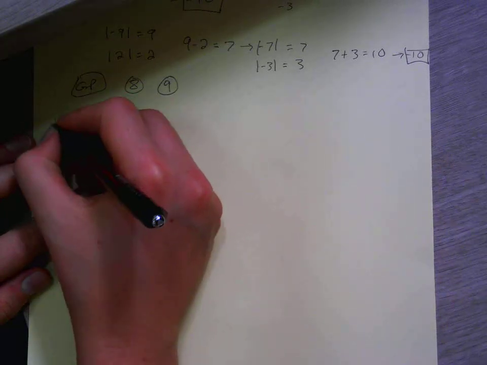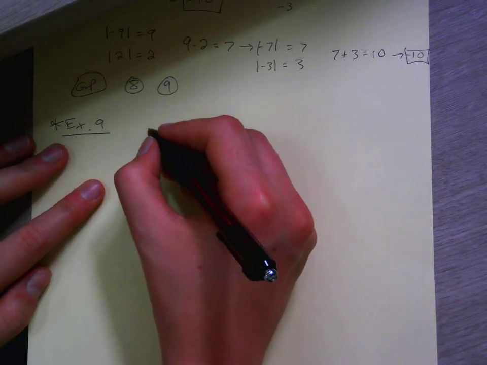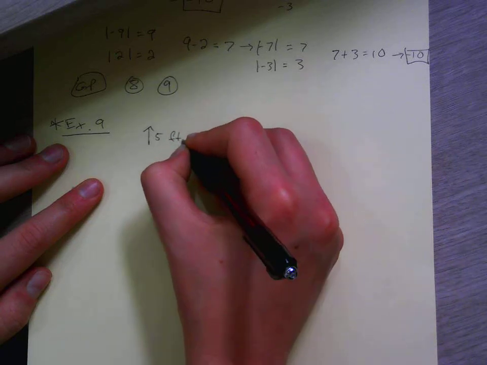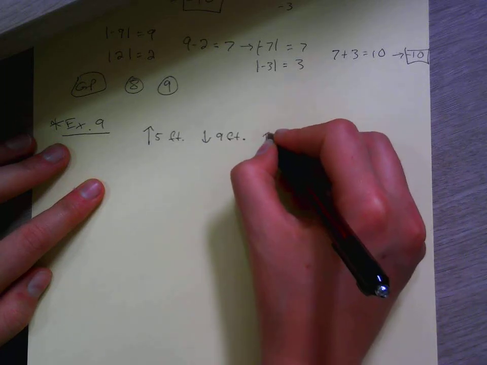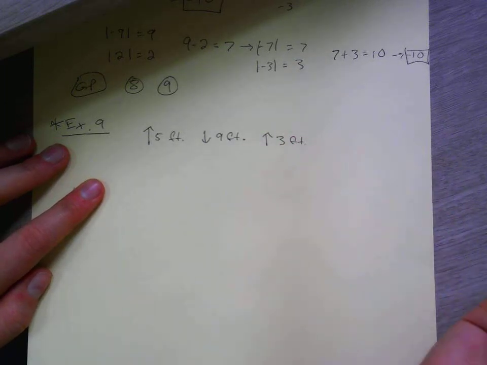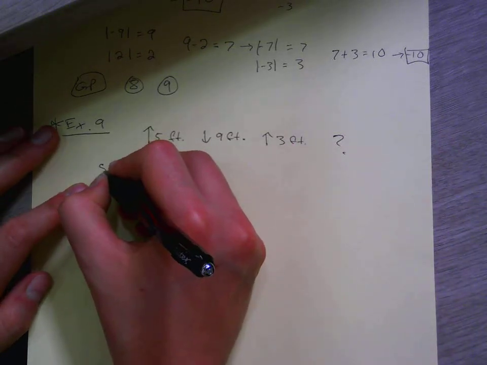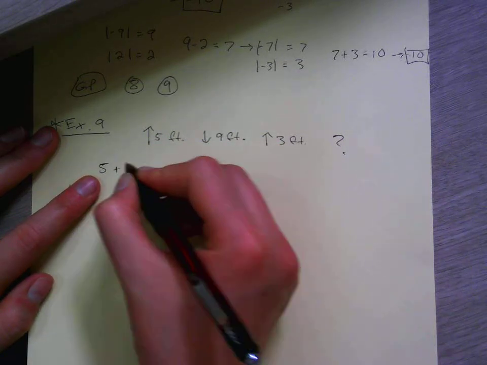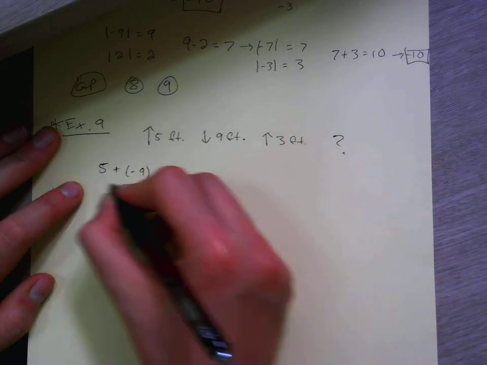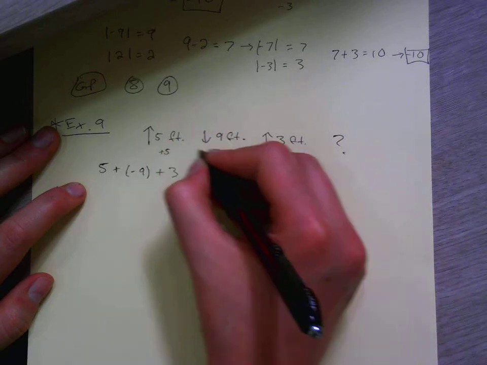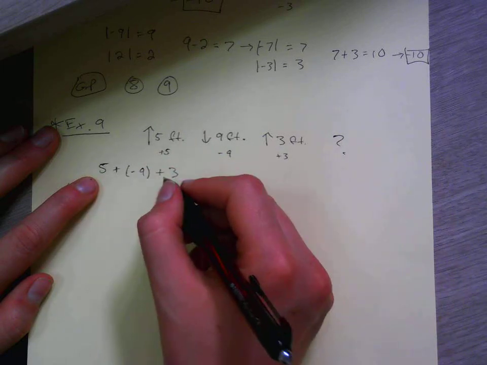Last example, example number 9. Here we go. The water level in a large tank rises 5 feet and falls 9 feet. Then it rises 3 feet. So overall, how much did it rise or fall? So rise, we're going to treat as positive, so we're going to say 5. Fall, we're going to treat as negative, so we're going to say -9. Rise, again, is positive, so we're going to say 3. And this is our equation we made from this. So this is like +5, that's like a -9, that's like +3. And then we just found the sum of all these, 5 plus -9 plus 3.